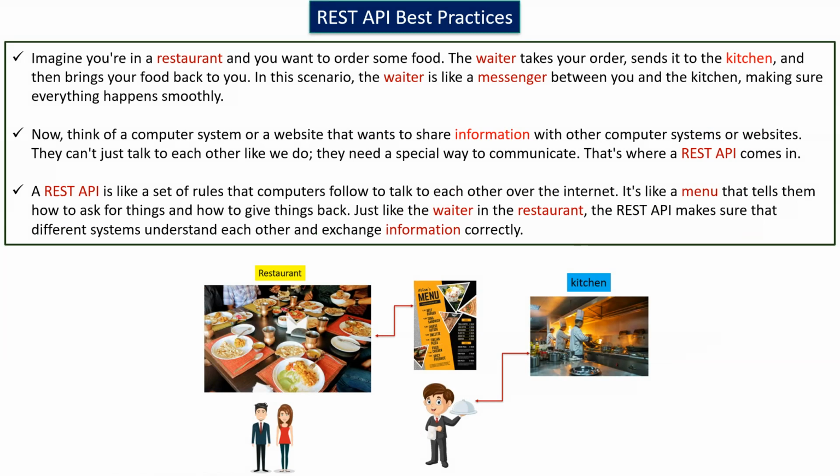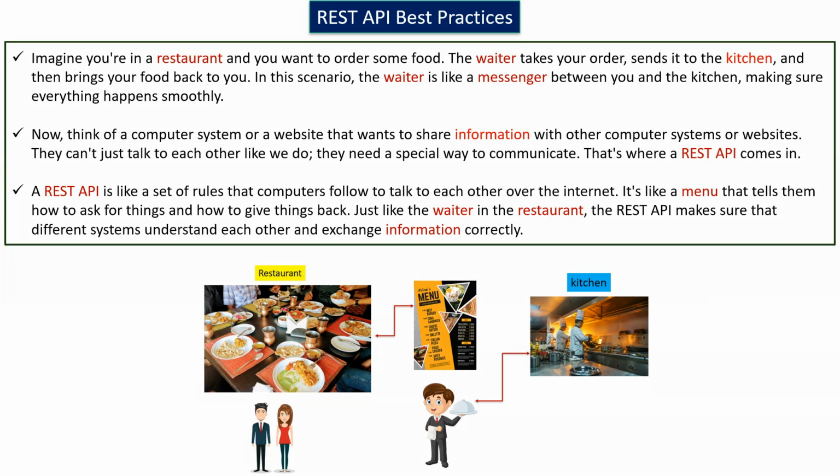Now think of a computer system or website that wants to share information with other computer systems or websites. They cannot just talk to each other like we do. They need a special way to communicate. That is where REST API comes into the picture.